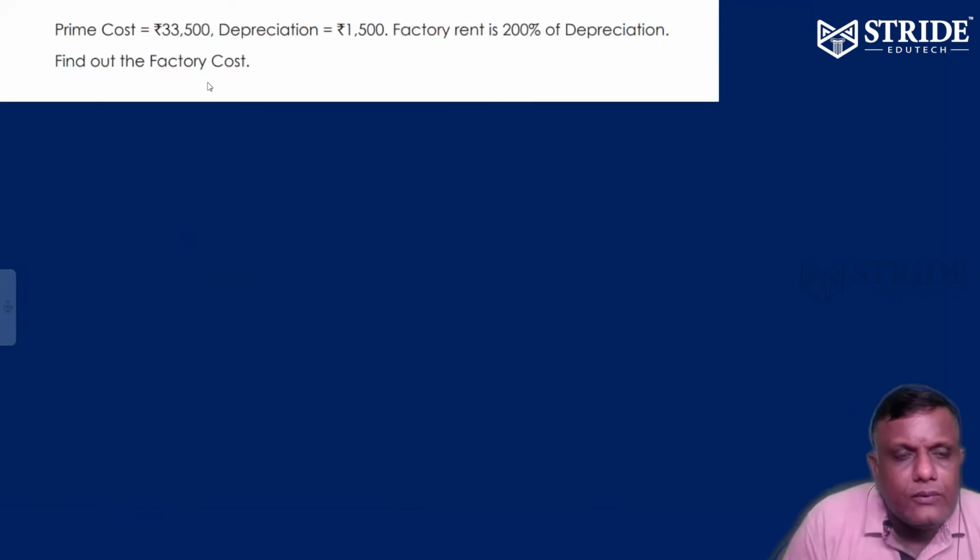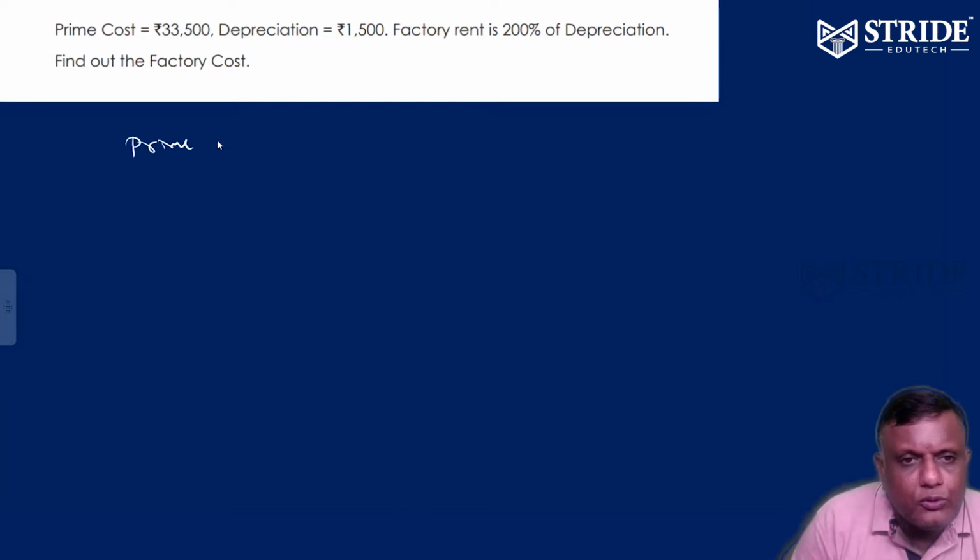Let's see. Prime cost rupees 33,500. Depreciation on factory, factory rent 200% of depreciation. What is factory cost? Assumption: prime cost, direct material, direct labor, direct expense, is prime cost. So prime cost is 33,500. Please check it out.